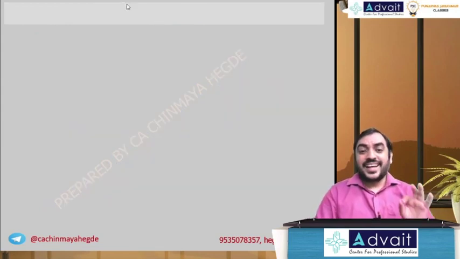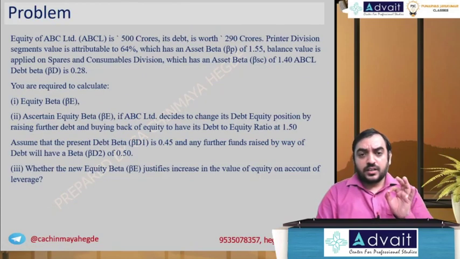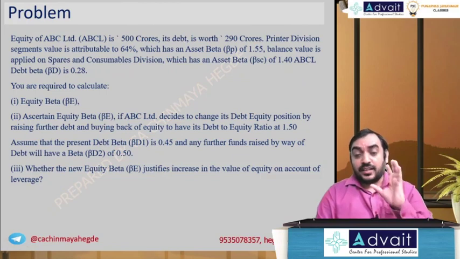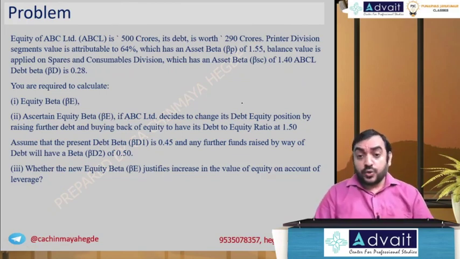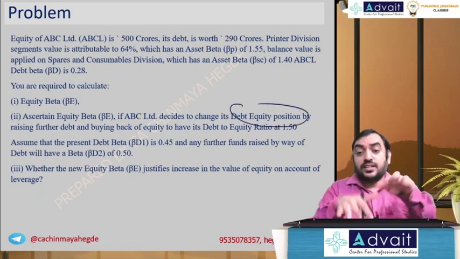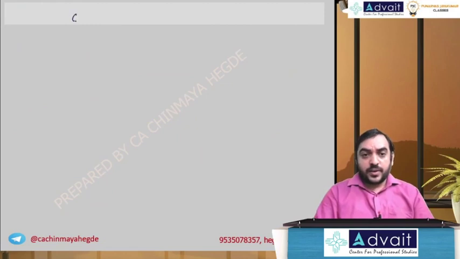Okay. So what is the current capital employed that you have? You are having 500 equity and 290 debt. That is the current capital employed. They want to maintain the same, but they want to change the composition. That is the ratio they want to change. So let's calculate.